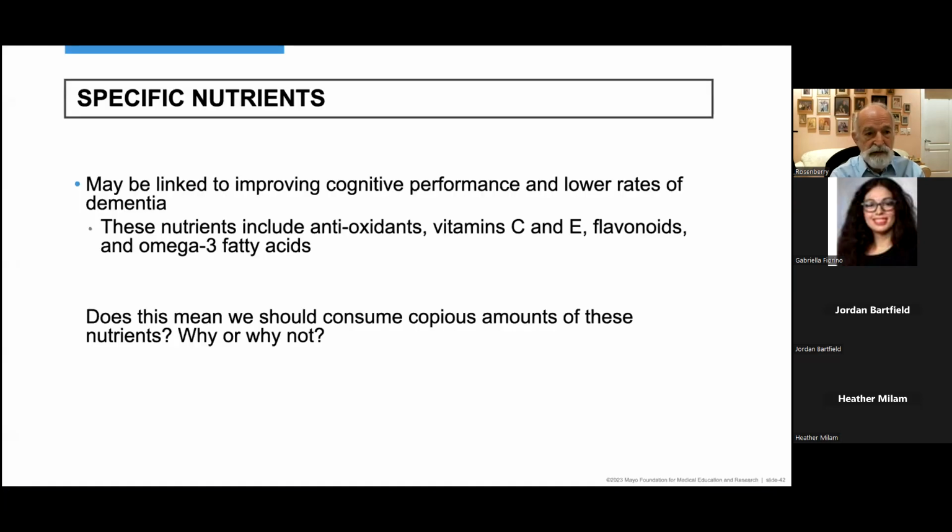Next. Specific nutrients may be linked to improving cognitive performance and lower rates of dementia. These nutrients include antioxidants, vitamins C and E, flavonoids, and omega-3 fatty acids. Does this mean we should consume copious amounts of these nutrients? Why or why not? Let's see if it's answered in the next slide.